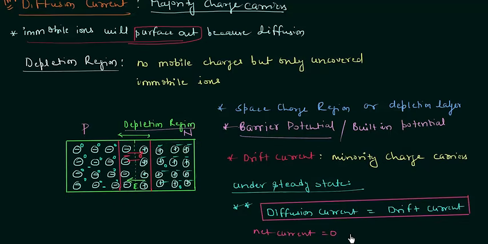So this is all for this lecture. In the next lecture, we will find the expression for VB, that is, the barrier potential, and we will also talk about the width of the depletion region, WD.